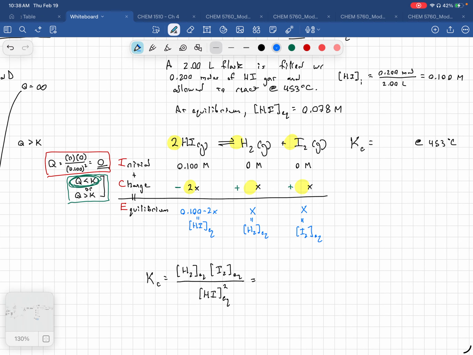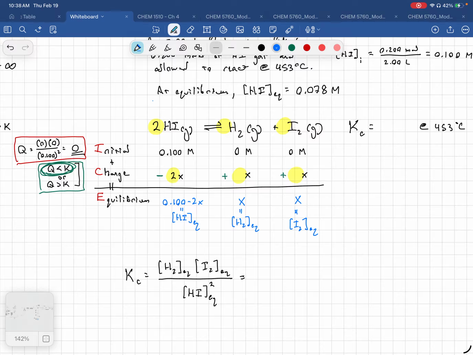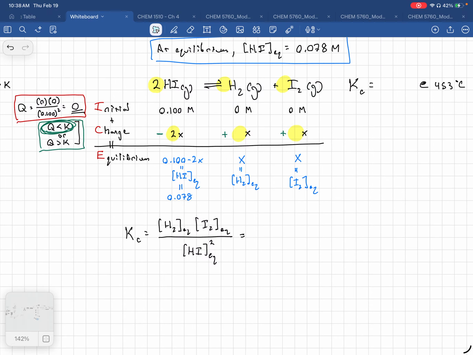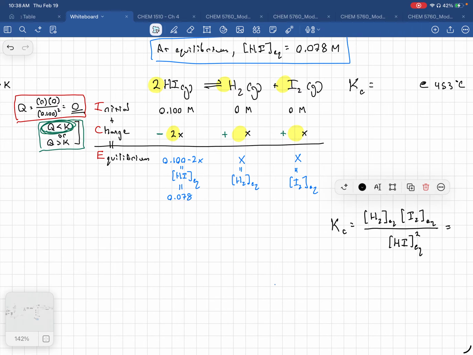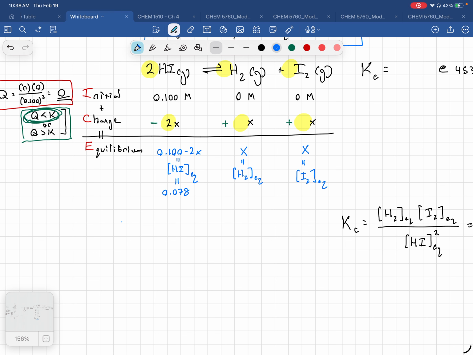However, we were given another very important piece of information. We were told that at equilibrium, the HI concentration is 0.078 moles per liter. Let me move this over here. So what that means is that our algebraic expression of 0.100 minus 2x, which is the hydrogen iodide concentration at equilibrium, is equal to 0.078. This allows us to solve for x.